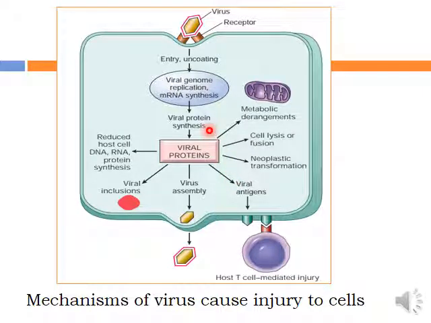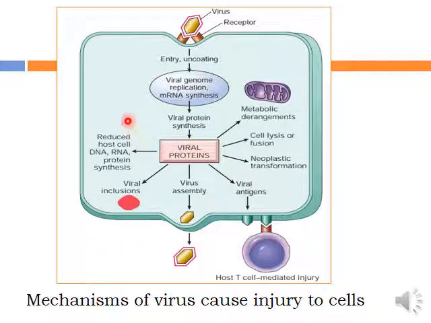This is a scheme representing how the virus causes cell injury. When the virus gets inside the cells, it attaches to a receptor, sometimes special receptors for it, and gets to the inside of the cell. Once inside, it releases its genome, whether DNA or RNA, and this genome is integrated into the genome of the cells, and then the virus exerts its effect.